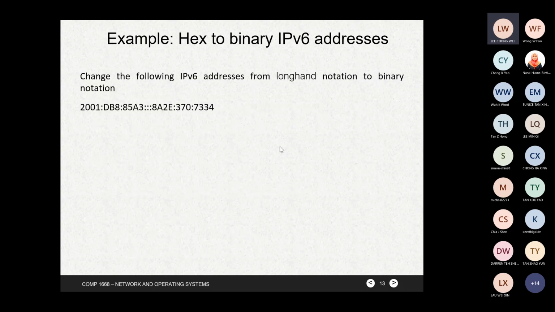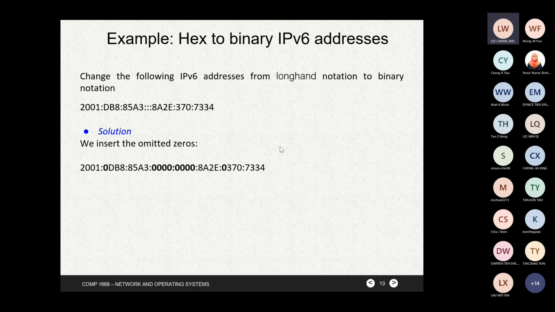Example: change the following IP version 6 addresses from longhand notation to binary. So you have to convert. You have to make it 8 groups first. Here you have 1, 2, 3, 4, 5, 6 groups only, so you've got to make it 8 groups. So where are the missing ones? In between here, right? In between here.